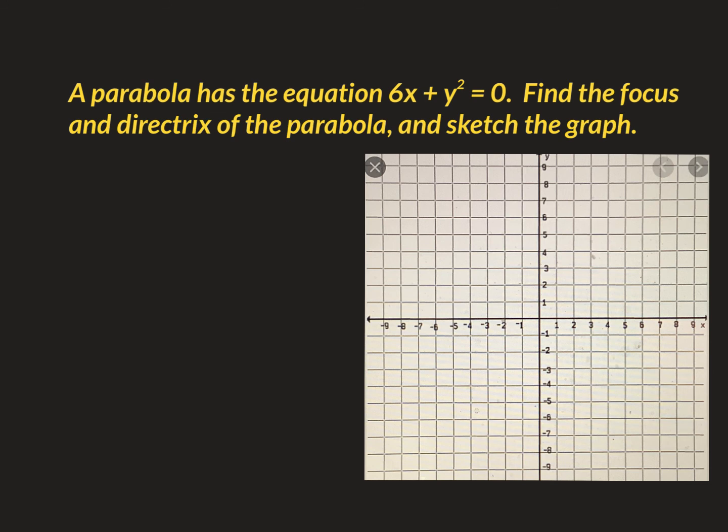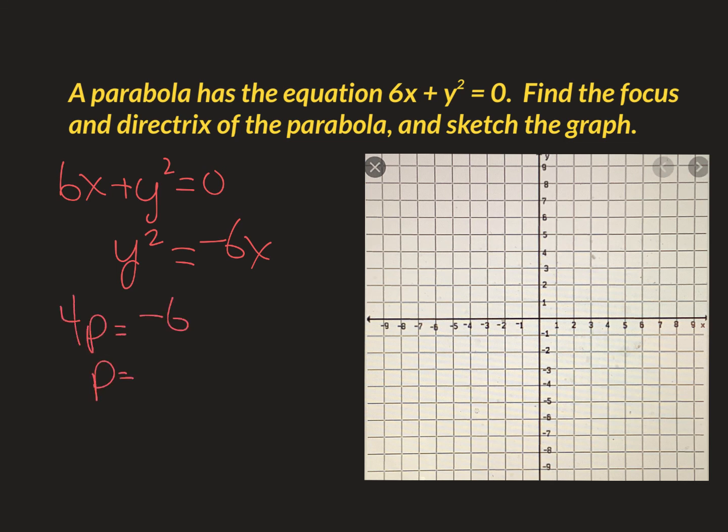Okay, so the parabola has the equation 6x plus y squared equals 0. Find the focus and directrix and sketch the graph. Remember, you want your 4p on the opposite side of your square. So there's my y squared. That means this is negative 6x over here, which means my 4p is negative 6. So if I divide by 4 and reduce it, I get negative 3/2. There's my p.